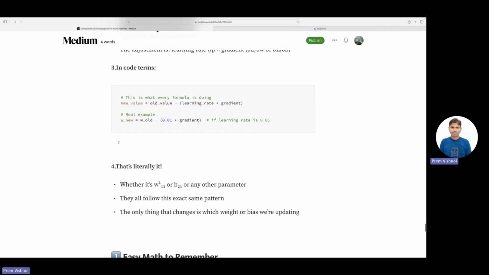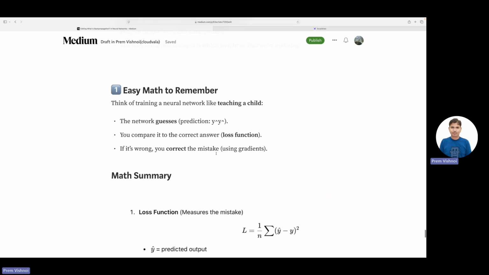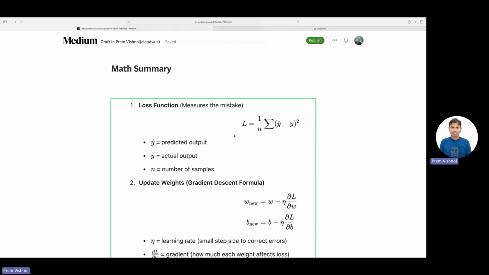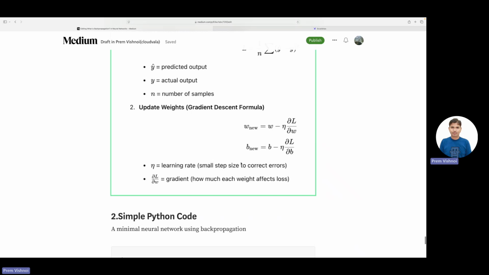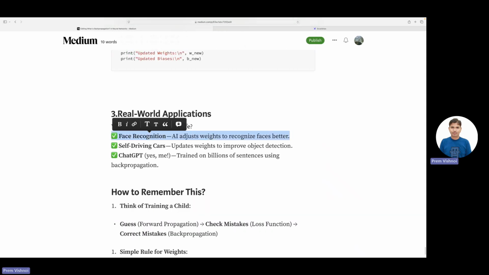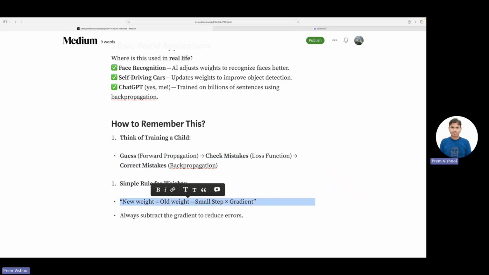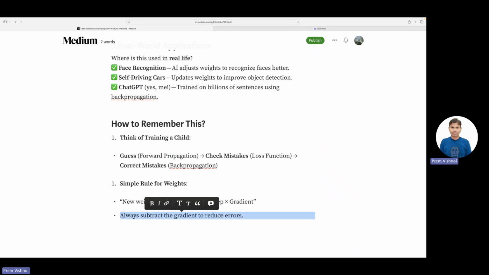The code is here and easy to remember. The neural network gives a prediction y, and you compare it to the correct answer. If it is wrong, correct the mistakes, and here is the mathematical function, the loss function, to update weights. There is also simple Python code. Real world examples are face recognition, self-driving cars, and ChatGPT. To remember it, think of training a child: guess, forward propagation, see the mistake, loss function, correct the mistake, backward propagation. Simple rule for weights: new weight equals old weight minus a small step times the gradient. Always subtract the gradient to reduce error. That's why it's always subtract.